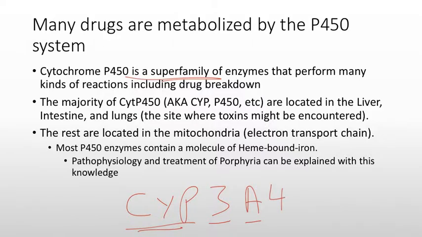The majority of the CYP450, cytochrome P450 enzymes are in the liver, but you have to know there are many others. Some are located in the intestine, some are located in the lungs. So anywhere you might have interaction with toxins from the outside world, you're going to have cytochrome P450 enzymes there to break down and destroy those toxins.